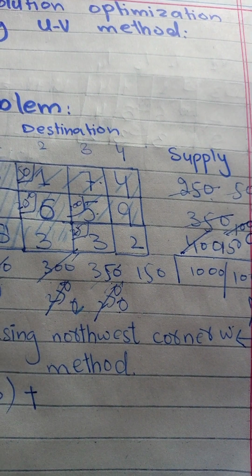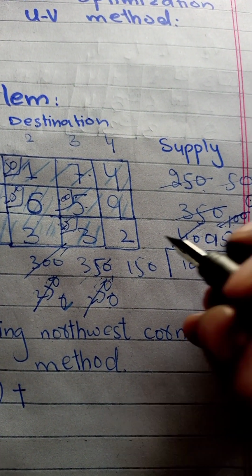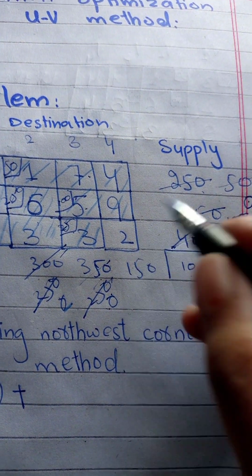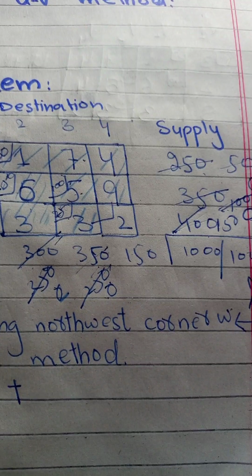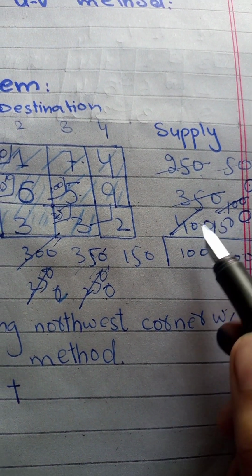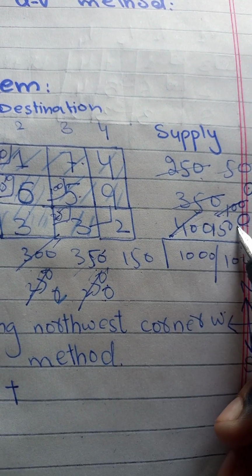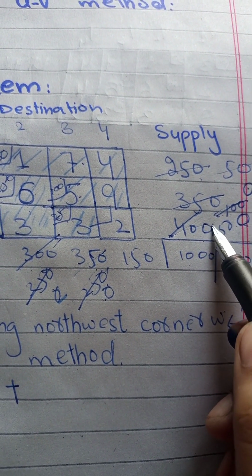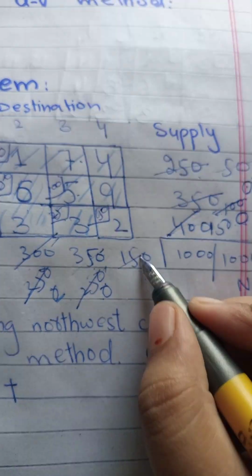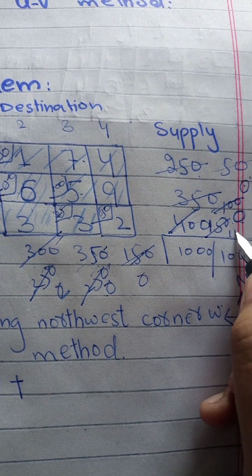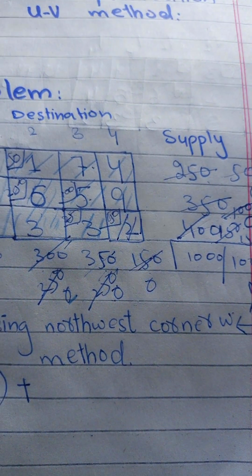250 is turned into 0, so this column will be cancelled out. There is one element remaining. Students, when the supply and demand at the last cell become equal, this means the question is done right. So we will write 150 here. 150 turns into 0, 150 turns into 0, and the whole column will be 0.